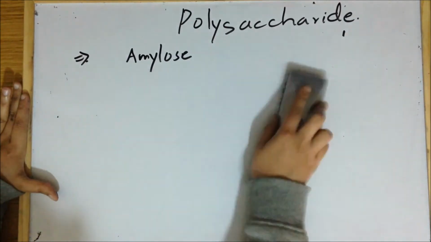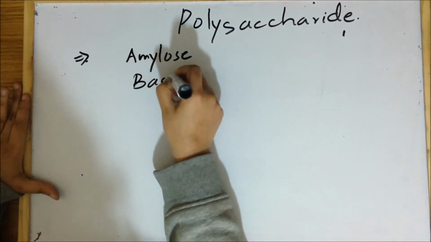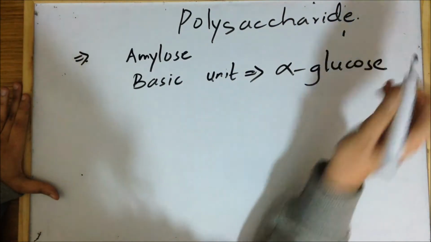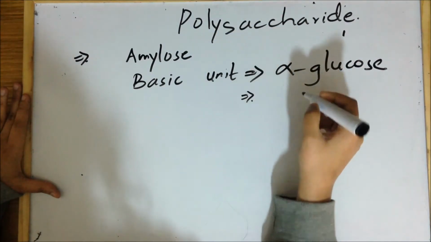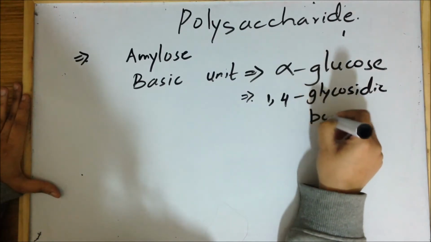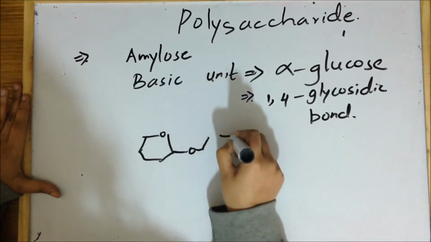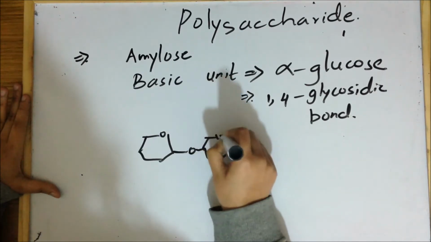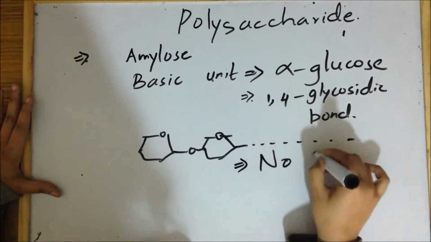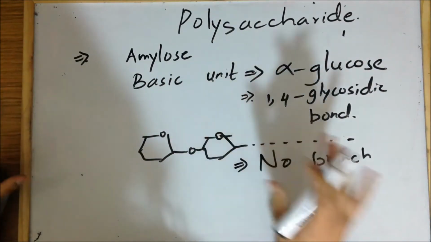First, let's talk about amylose. The basic unit of amylose is alpha glucose, and they join together by 1,4 glycosidic bond. So for example, the chain extends. There are no branches, as it has only one type of glycosidic bond. The polysaccharide is a long chain.